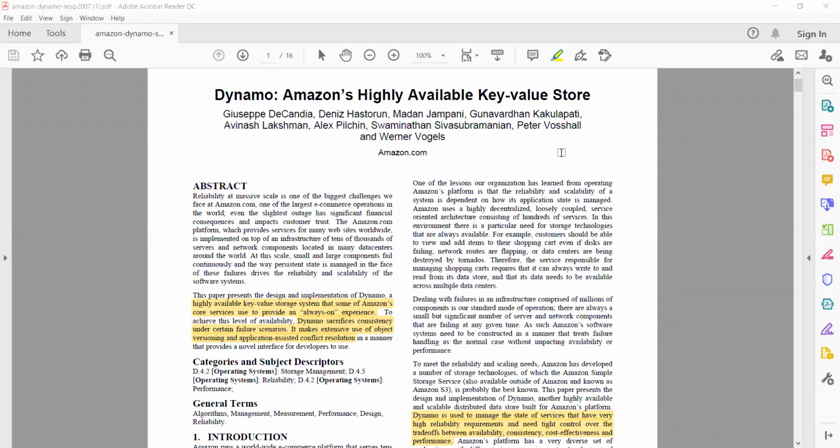You guys can see the paper? Yes. Okay, great. All right, hi everyone.